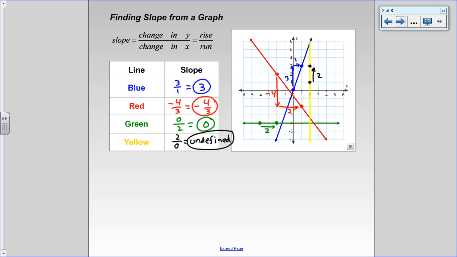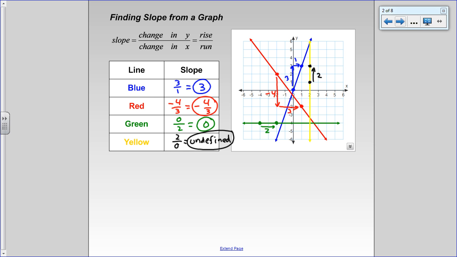Summarizing these results, we can draw some quick conclusions. Note that for the blue line, the line is moving up as we move from the left to the right along the graph, and the answer to the slope is positive. The red line, on the other hand, is moving downhill as we move from the left to the right on the graph, and its slope is negative. This is true in general. As we look from the left to the right along a graph, if we see the line moving uphill from left to right, we know there's a positive slope. And if we see the line moving downhill from left to right, we know there's a negative slope.